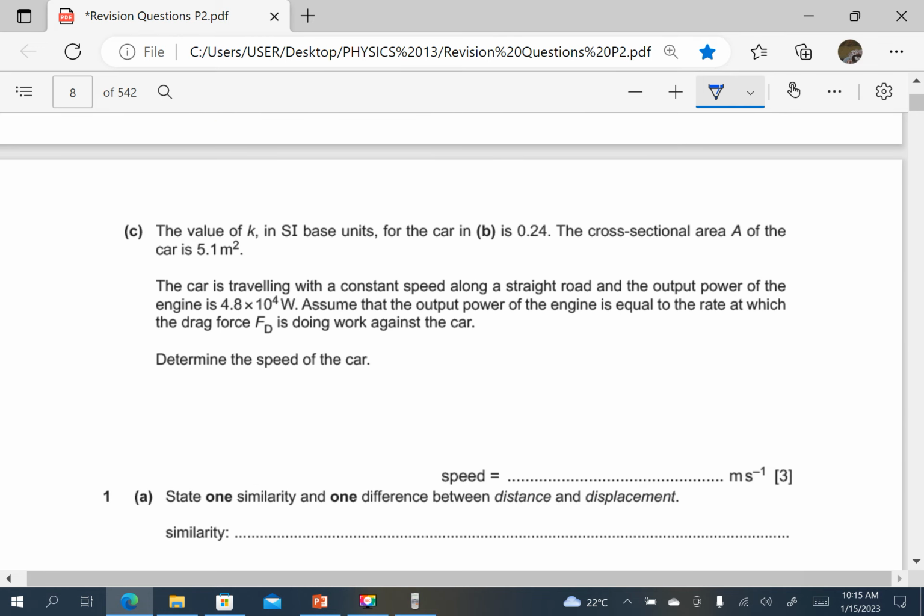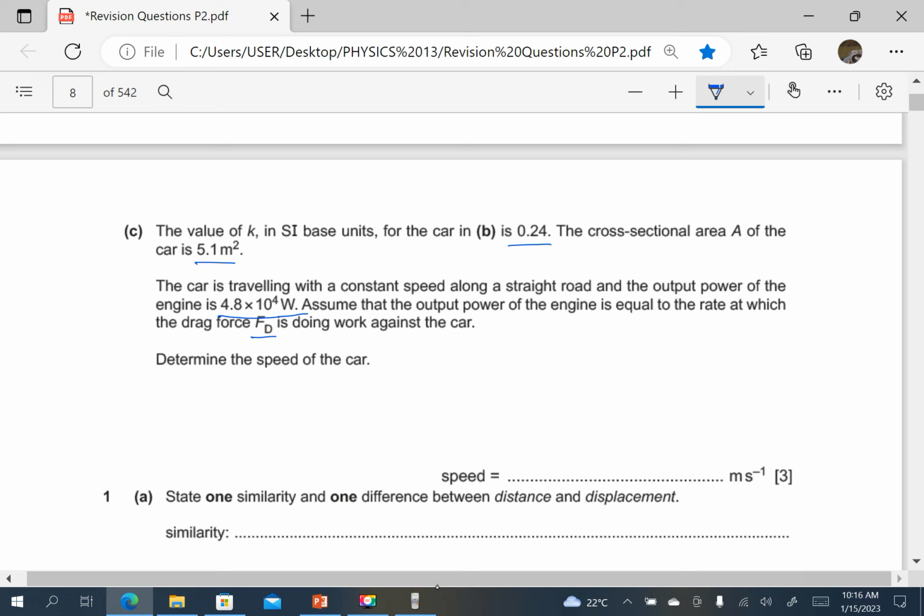The value of K in SI base units for the car in B is 0.24. The cross-sectional area A is 5.1. The car is traveling with a constant speed along a straight road, and the output power of the engine is 4.8 times 10 power 4 watts. Assume that the output power of the engine is equal to the rate at which the force Fd is doing work against the car. Determine the speed of the car.